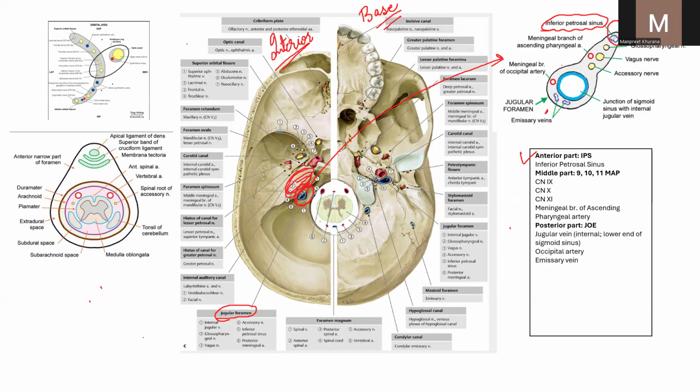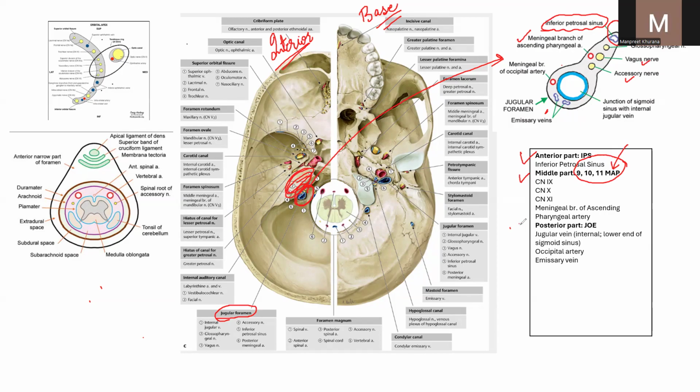Now if we see the middle part, in the middle part, there are four structures which are passing, and you can learn them as 9, 10, 11 MAP. So 9th is the glossopharyngeal nerve, 10th is the vagus nerve, and 11th is the accessory nerve. And what is P? MAP is the meningeal branch of the ascending pharyngeal artery. So MAP is meningeal branch of the ascending pharyngeal artery. So these are the structures passing through the middle part.